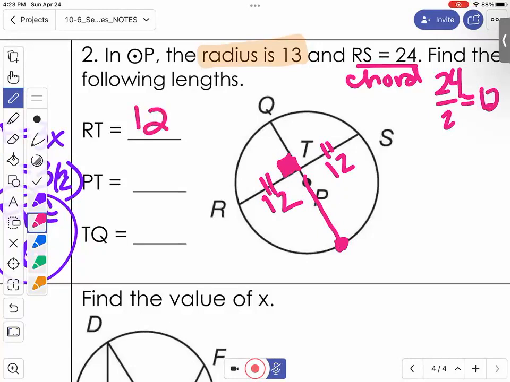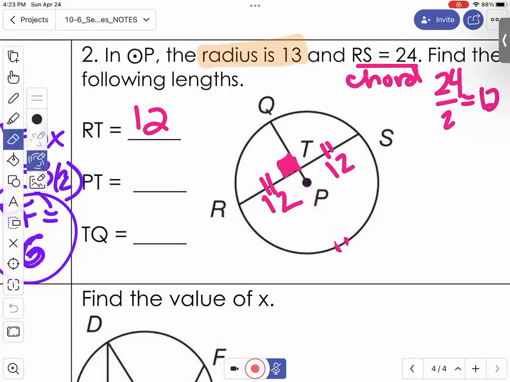Now I need to find PT. So let me erase the other piece of my diameter here. I need to find segment PT. That is this little bitty section right there. I also need to know the other side. So I want the 2 pieces of my radius. So this is where the 13 is going to come in.